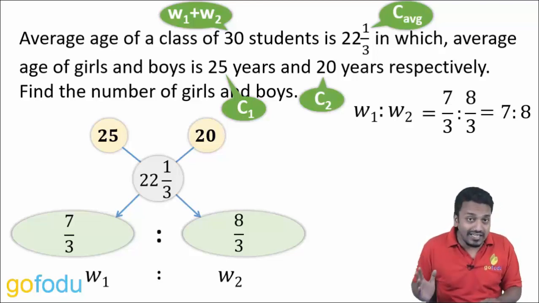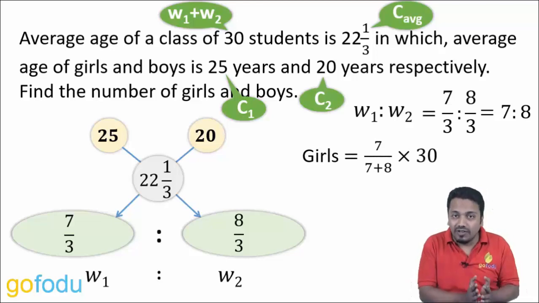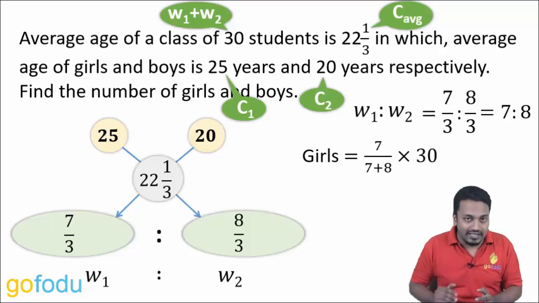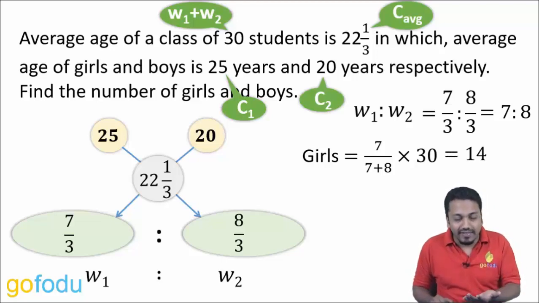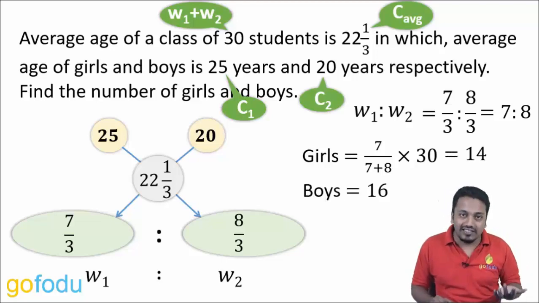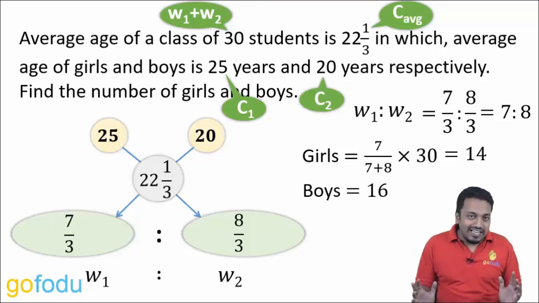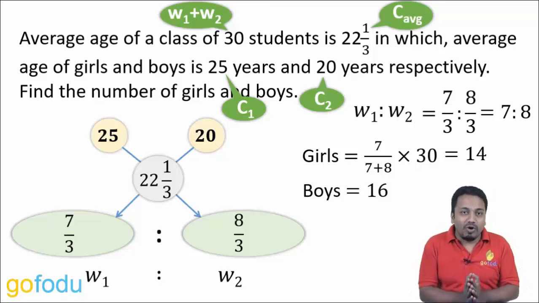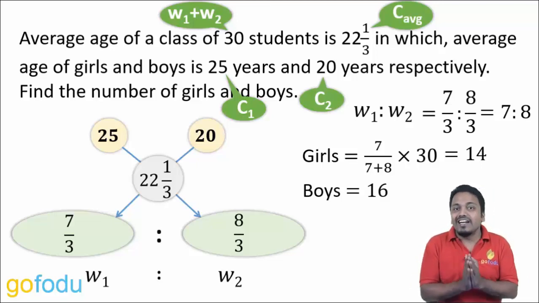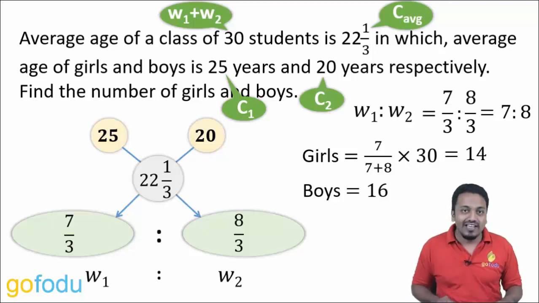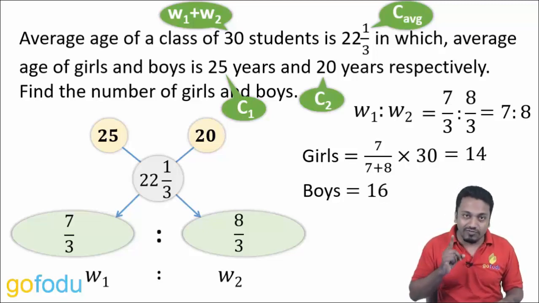Out of total 30 students, number of girls will be 7 upon 7 plus 8 into 30, that is 14, and remaining 16 are the boys. That's alligation method. Now in this alligation method, a major pain point for students is to correctly identify C1, C2, W1 and W2. In the next video, we'll take care of that.